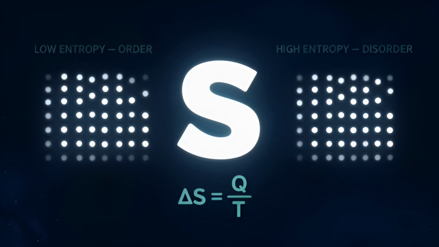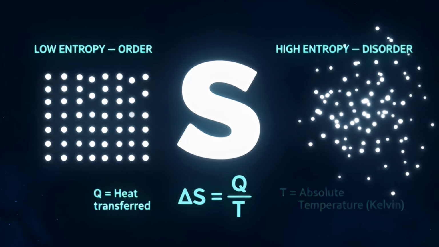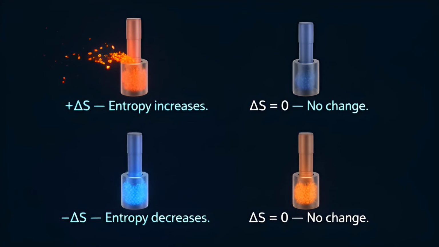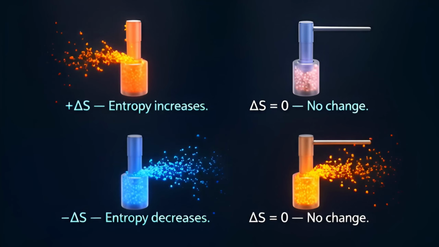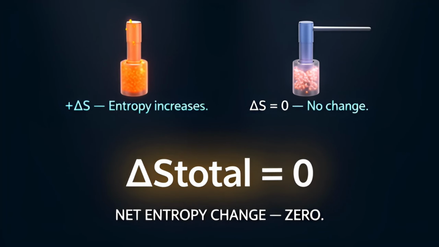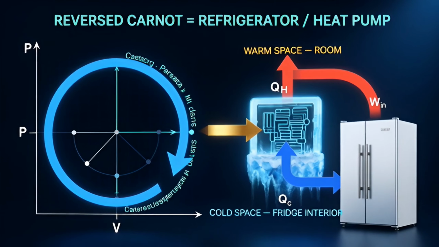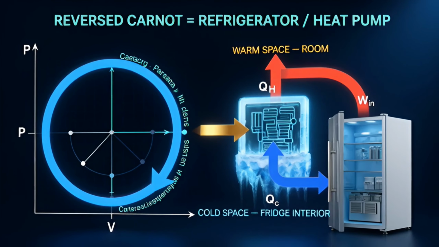Entropy is a measure of disorder in a system. When heat Q transfers at temperature T, entropy changes by Q divided by T. Entropy gained during isothermal expansion is exactly cancelled by entropy lost during isothermal compression. Net entropy change is 0. Run the Carnot cycle in reverse. Input work to pump heat from cold to hot. This is the operating principle of every refrigerator and heat pump.